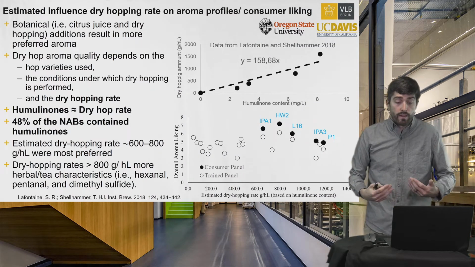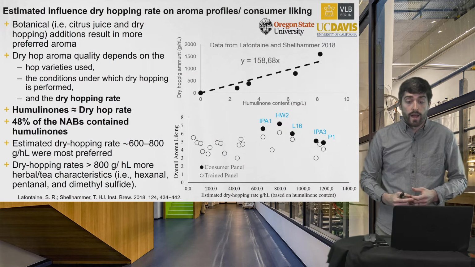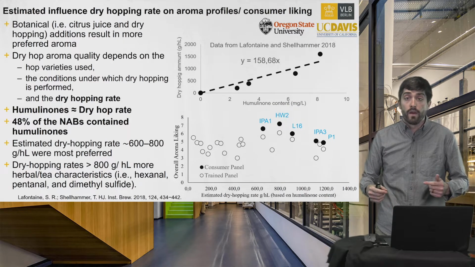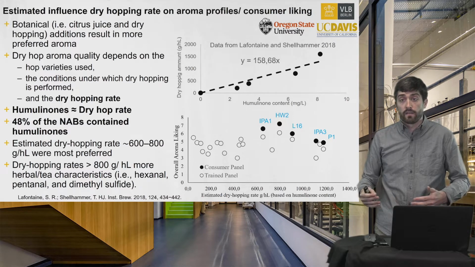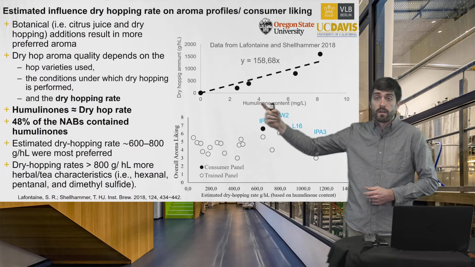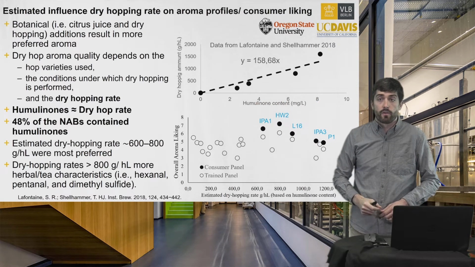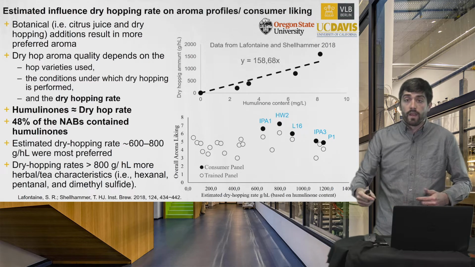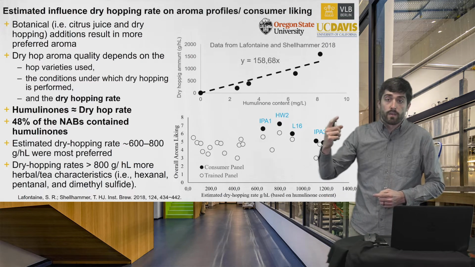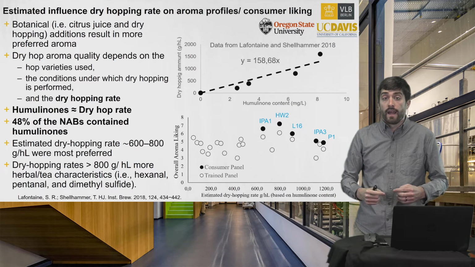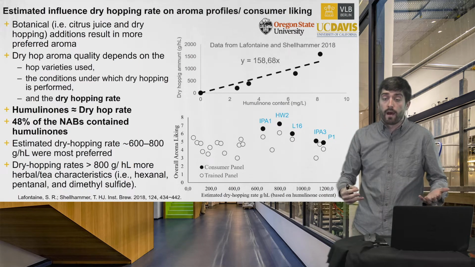Now, due to past research, what we thought is that this could be related to dry hopping practice, and specifically how much material was added during dry hopping. And so humulinones are oxidized alpha acids. They're present in hops. And what you see from this relationship is that as you add more material into beer, going from left to right, you increase the amount of humulinones, and it's a linear relationship. So more hops into beer, more humulinones. And what you can do is then take that linear relationship, and what we did was measure the humulinone content in the NABs, and then estimated based upon that relationship the dry hopping amount.